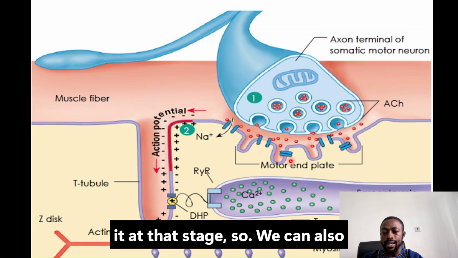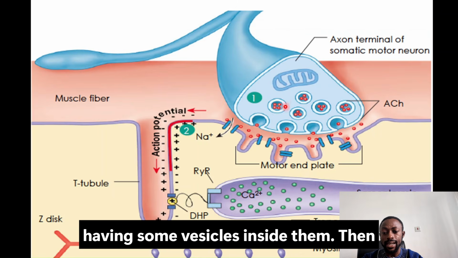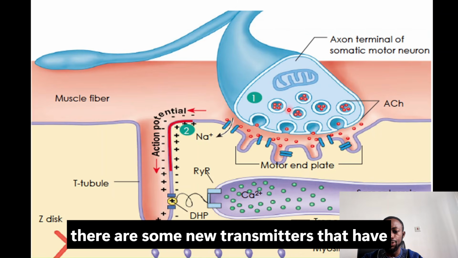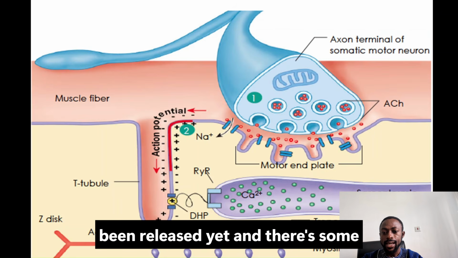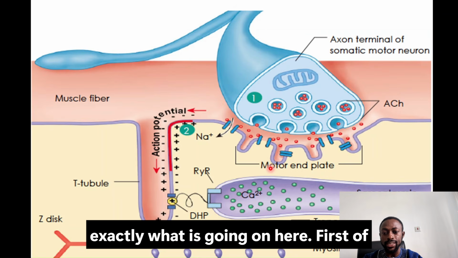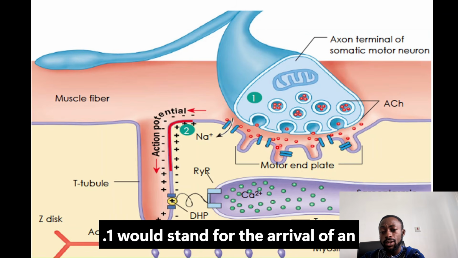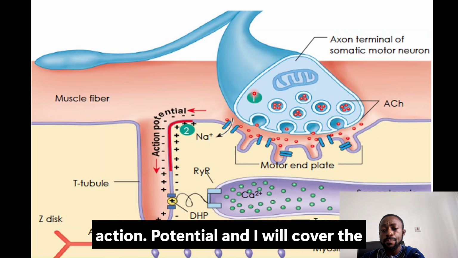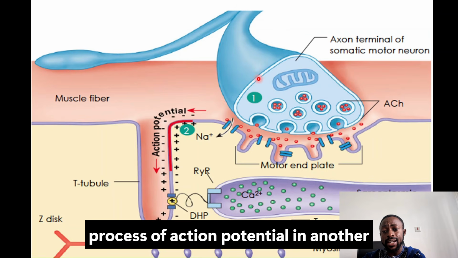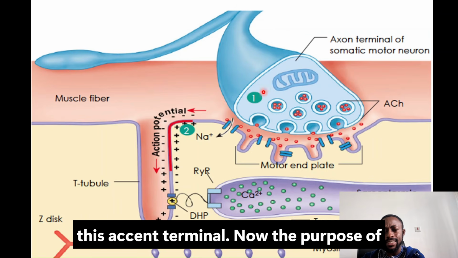So you can also notice that this axon terminal has some vesicles inside it. Then there are some neurotransmitters that have been released here, and there's an activity going on. So we want to describe exactly what is going on here. First of all, you can see this point 1. So this point 1 stands for the arrival of an action potential, and I will cover the process of action potential in another video. So the action potential arrives at this axon terminal.